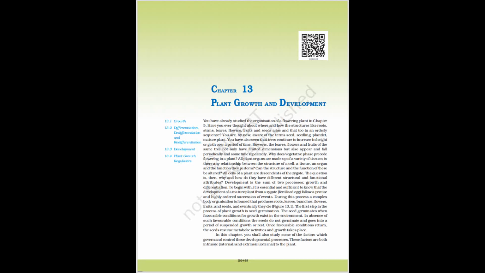Exercises. 1. Define growth, differentiation, development, dedifferentiation, redifferentiation, determinate growth, meristem, and growth rate. 2. Why is not any one parameter good enough to demonstrate growth throughout the life of a flowering plant? 3. Describe briefly: A. Arithmetic growth. B. Geometric growth. C. Sigmoid growth curve. D. Absolute and relative growth rates.